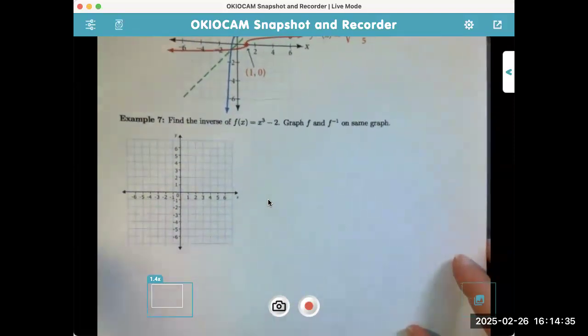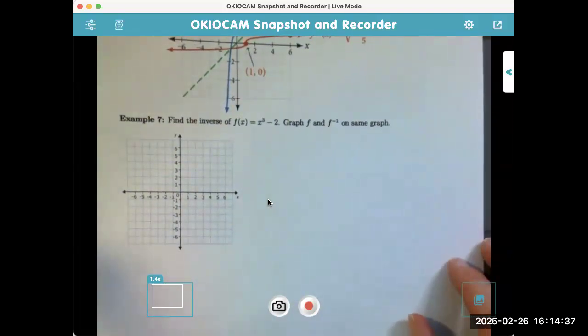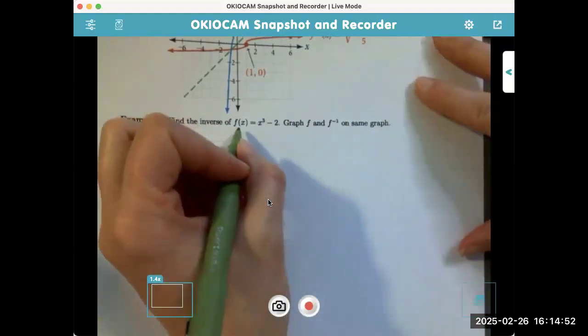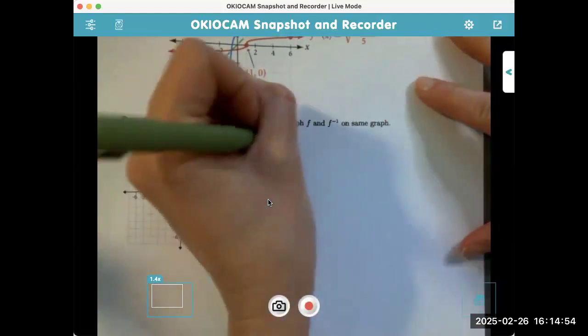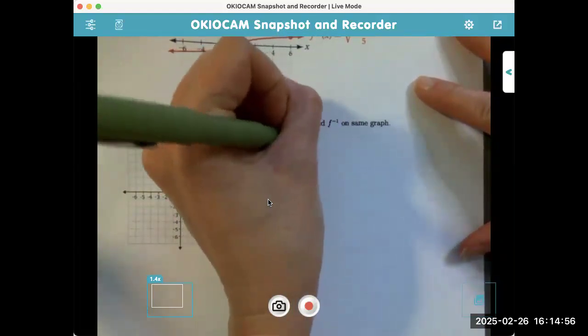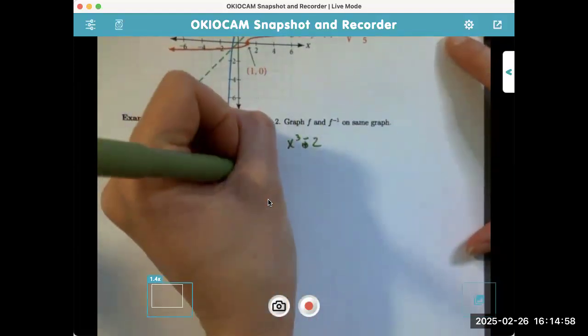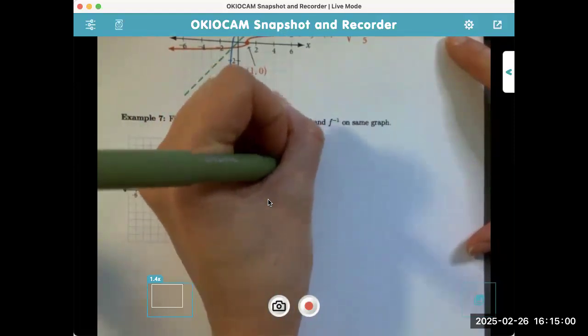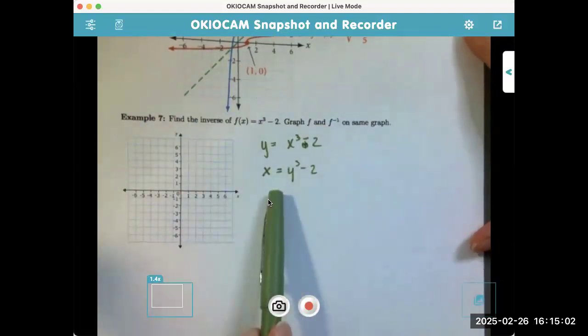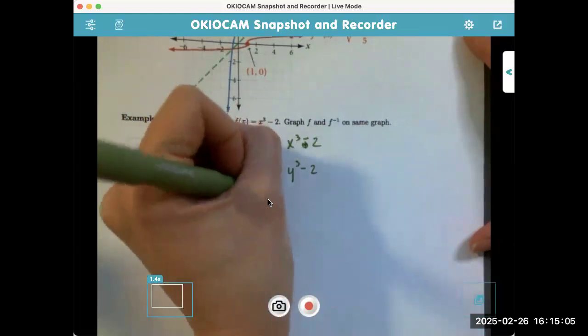So, example 7. Find the inverse of f of x equals x cubed minus 2. Then we're going to graph f and f inverse on the same graph. Okie dokie. So remember our steps. 1, change f of x for y. Y equals x cubed minus 2. Then we switch the letters around. Now we solve for y. So add the 2 over.